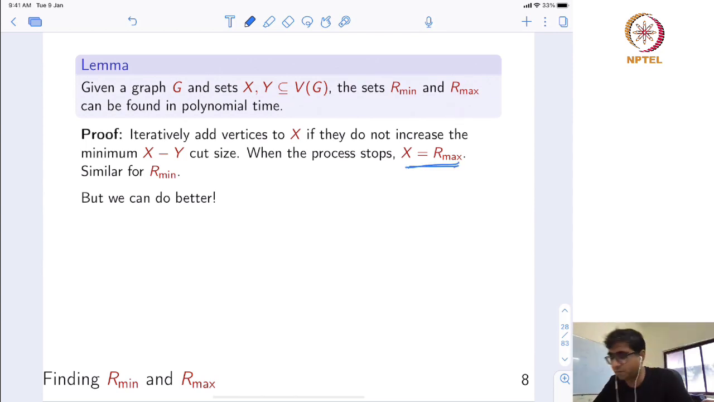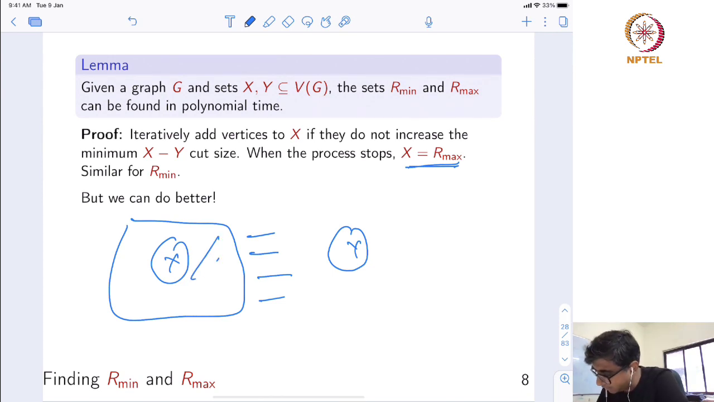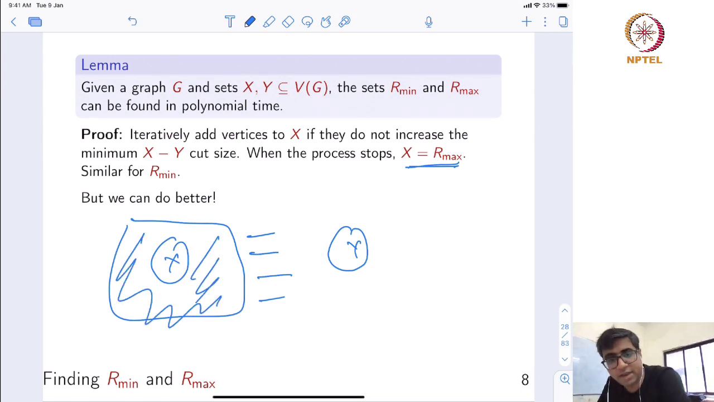How can we find an R max? You're given a graph G and sets X, Y subset of V(G), and we would like to find the set R max. How can we find it in polynomial time? Basically you start with X and Y and compute a min cut. Suppose you computed a min cut here. Then you know that this set of vertices is definitely contained inside that R max because of the property.